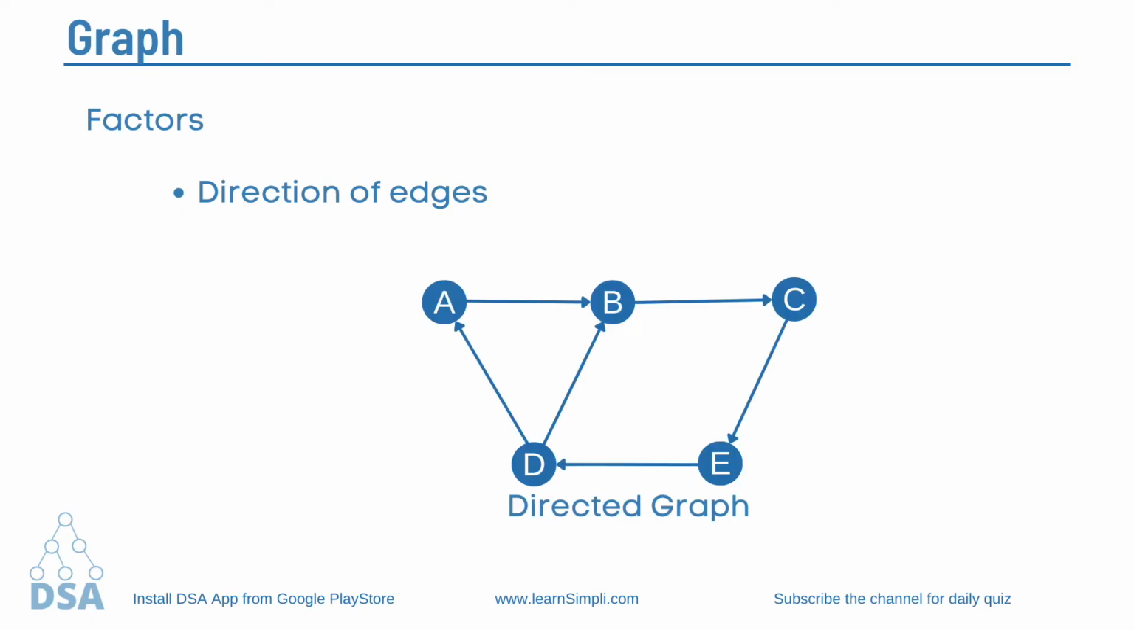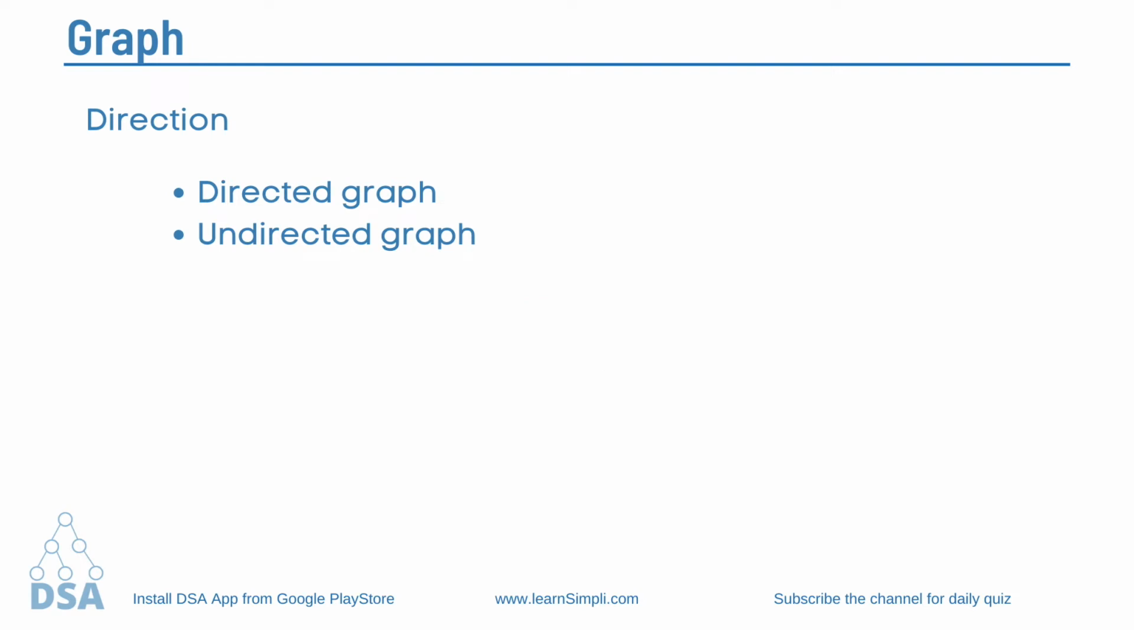If all the edges in the graph are directed, means if all the edges have directions, then that graph is called directed graph. If edges doesn't pose any direction, then that graph is called undirected graph. So based on the direction of edges, we have two types of graphs. The first one is directed graph, second one is the undirected graph.